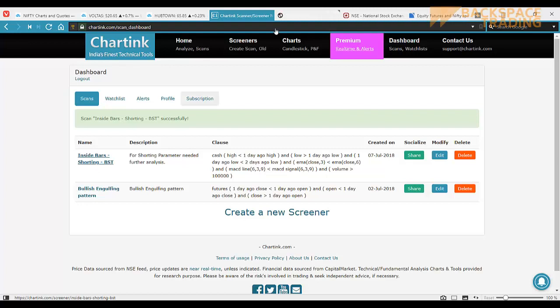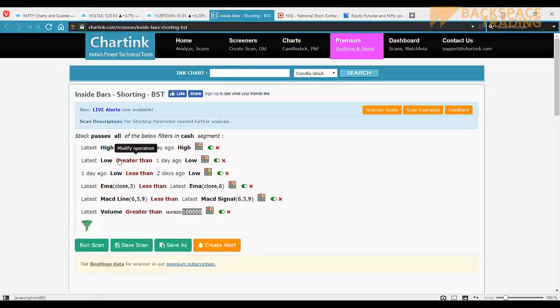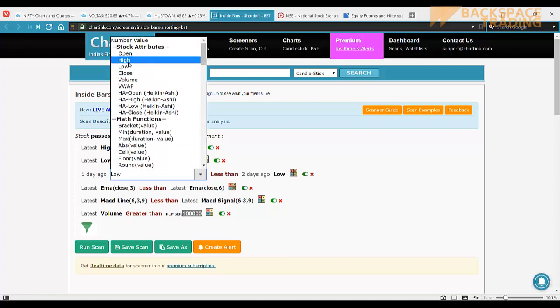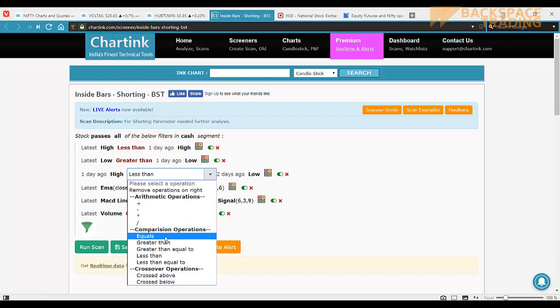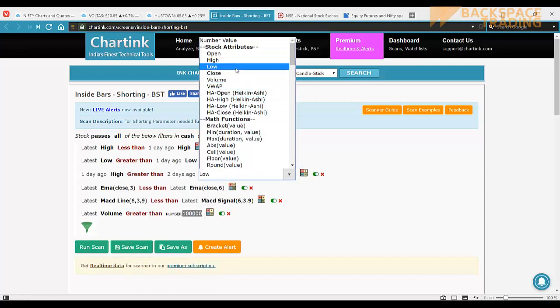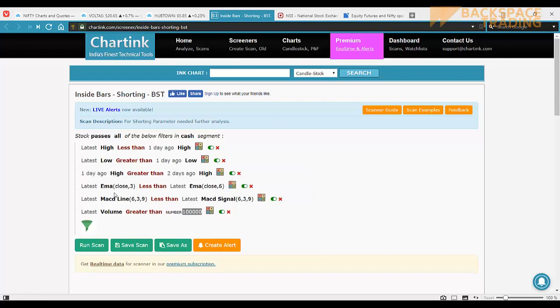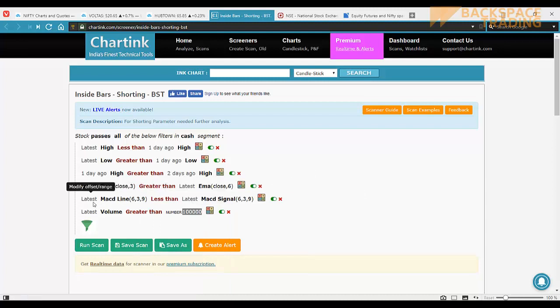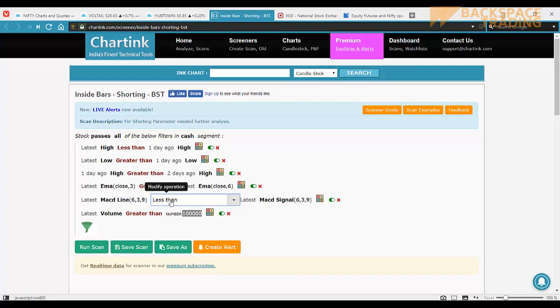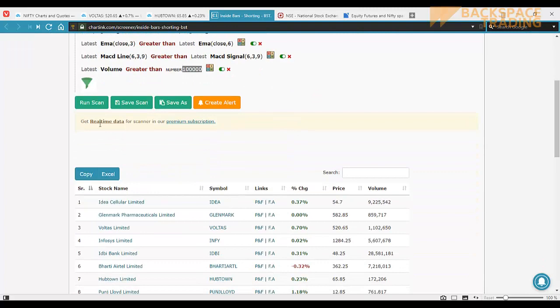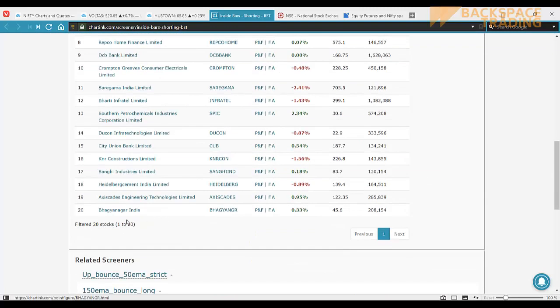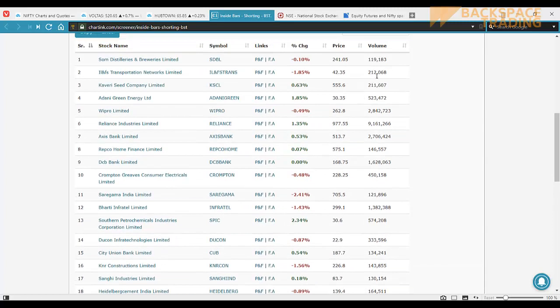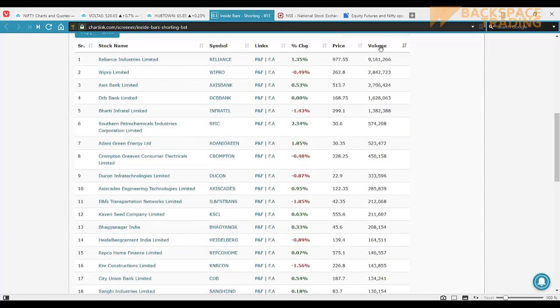Now let me open up this one again and change the scenario. This has to be the high. This high has to be greater than day before yesterday's high. Latest EMA 3 should be greater than latest EMA 6. Now latest MACD 6 3 9 should be greater than signal line. Let me run scan. We have 20 stocks. Ooh la la, that's too much. Let me segregate this by volume.